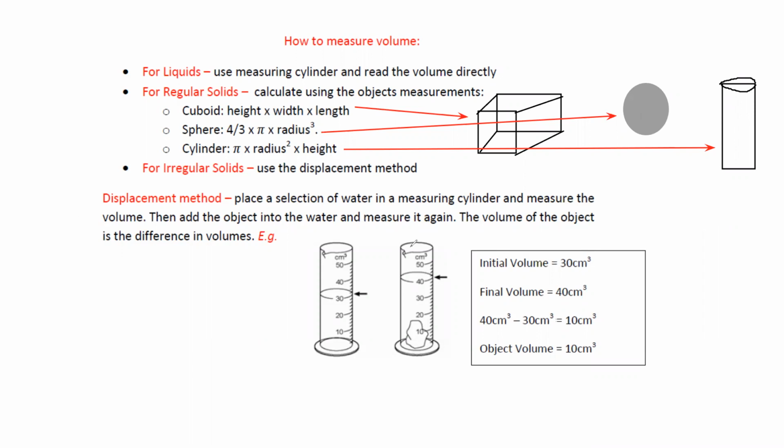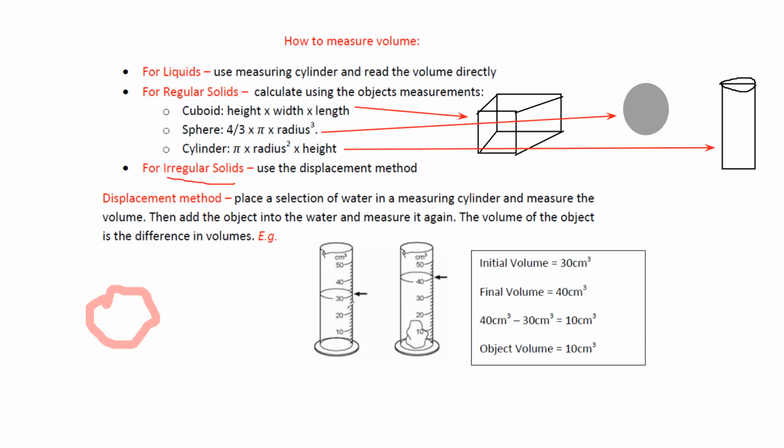But if the object is not regular, or it's an irregular solid, for example a stone or a pebble which does not have a definite shape, then you can use the displacement method. What is the displacement method? In this displacement method, we also use a measuring cylinder.